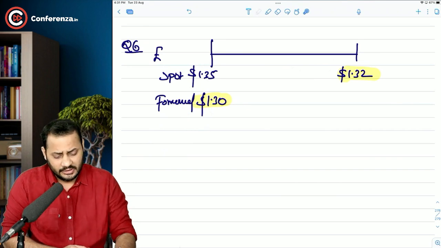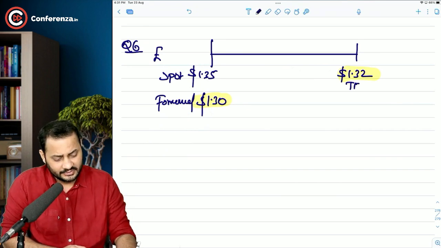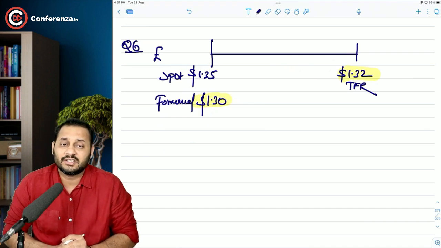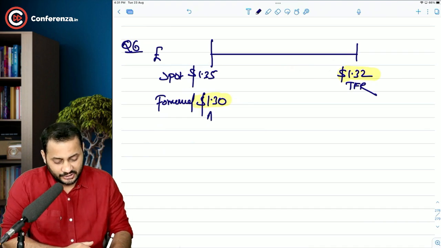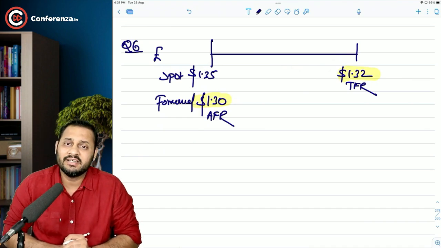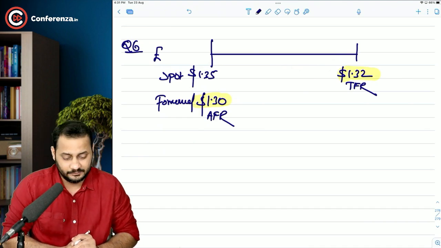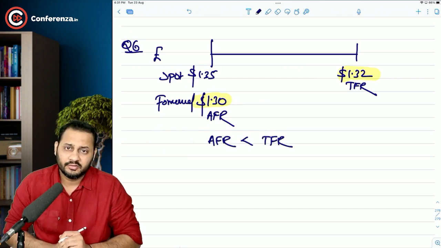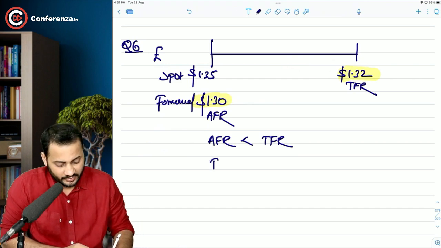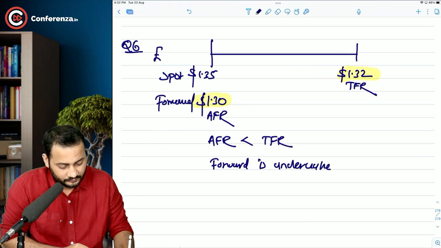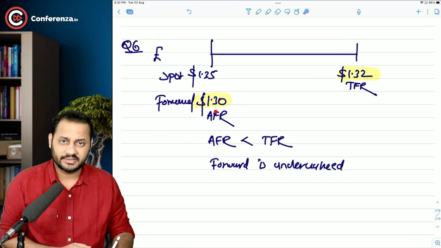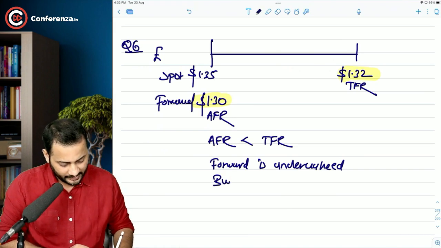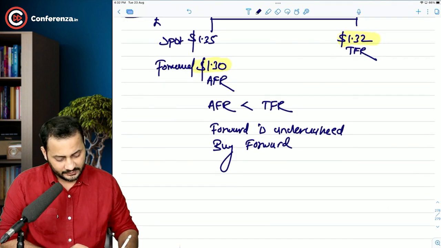It's very simple, sir. Theoretical forward rate is this for you because that is what you are expecting. And this is the actual forward rate available in the market. And you can clearly see that actual forward rate is lesser than theoretical forward rate. That means forward is undervalued. Means things are available at a cheaper price. So what are you going to do? Buy forward today.